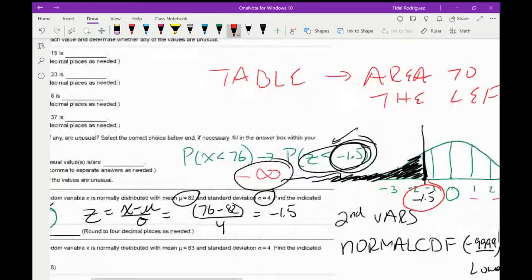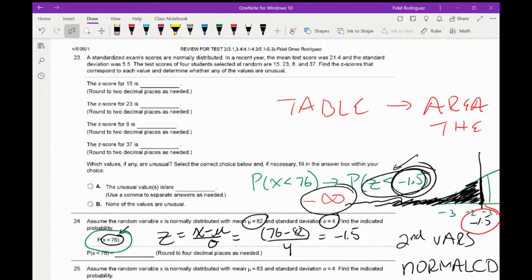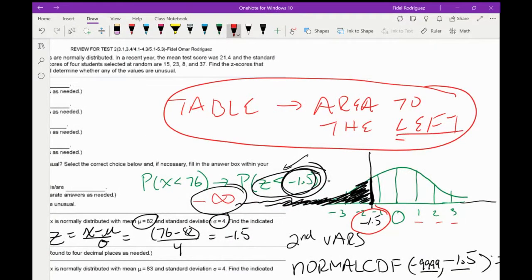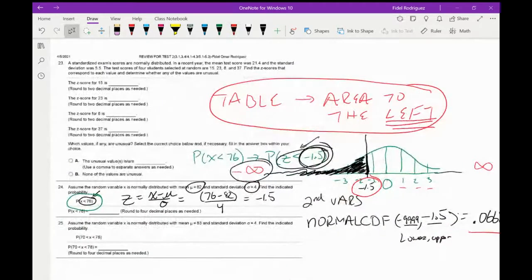So it's really up to you when you're doing this problem, guys. Do you want to use your calculator? Do you want to use your table? You're always going to end up with the same answer, right? The only thing I always tell my students is just remember that the table always tells me the area to the left, right? The area to the left. So excellent question. I think that's a great question. I'm glad you asked it.